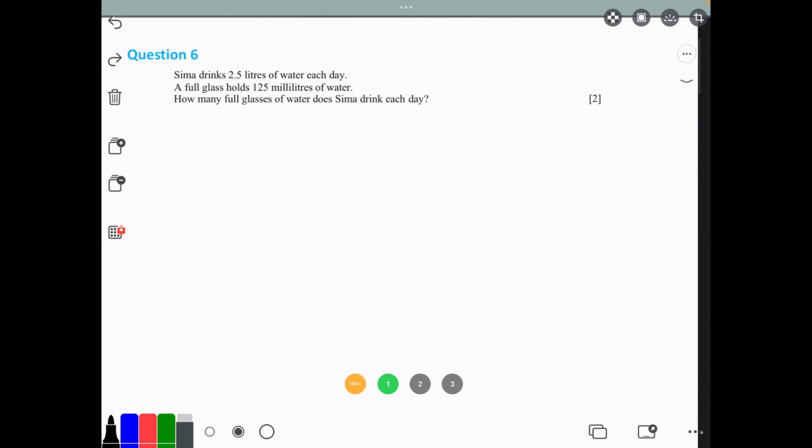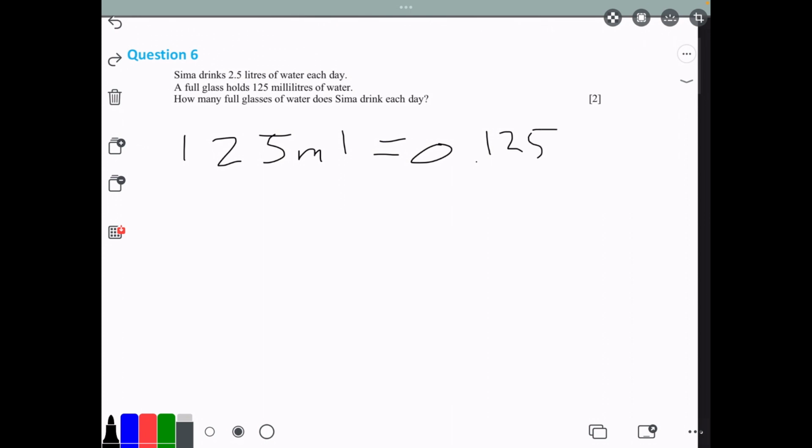So to first have them as the same amount of units, we will want to convert either one of them. So we can either convert liters into milliliters or milliliters into liters. For the sake of this question, I will be converting the milliliters into liters. So 125 milliliters is equal to 0.125 liters. I hope you're all comfortable in doing so, because there are 1,000 milliliters in 1 liter.